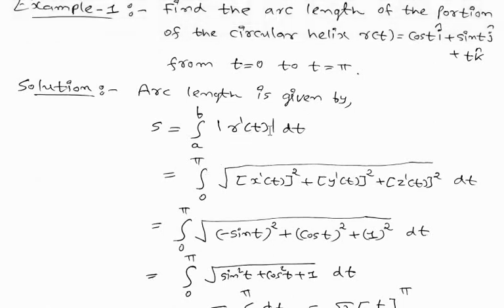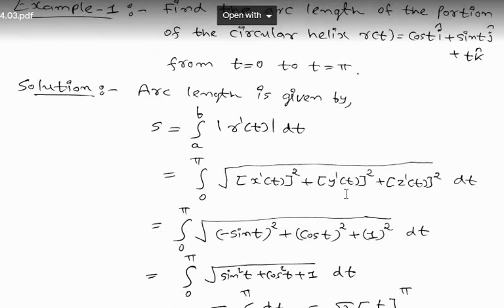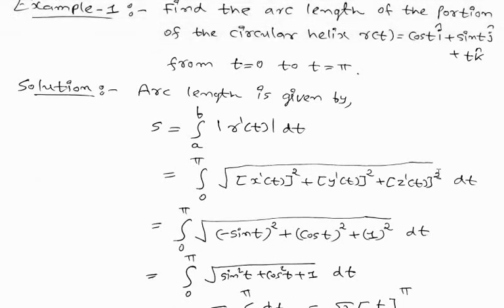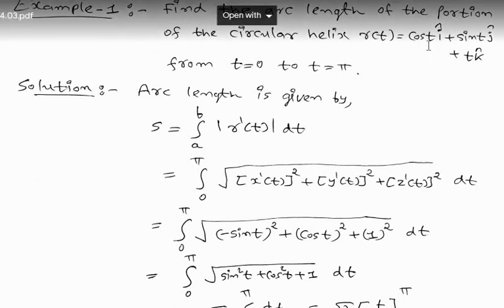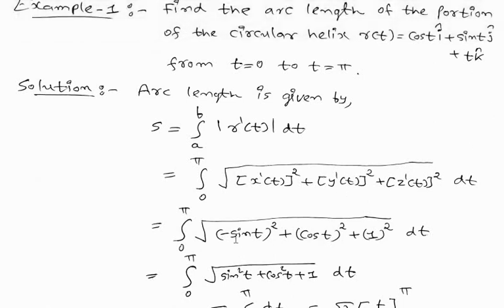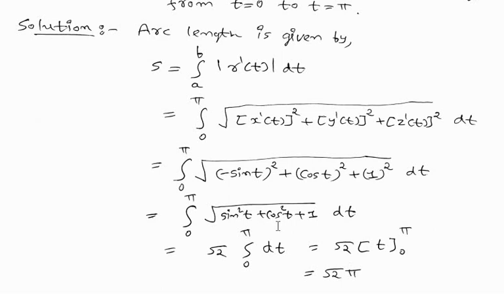Now the modulus of r bar dash t is the square root of x dash t square plus y dash t square plus z dash t square. Here x of t is cos t, so its derivative is minus sin t. y of t is sin t, so its derivative is cos t, and z of t is t, so its derivative is 1. Now minus sin t square is sin square t, plus cos square t plus 1, and sin square t plus cos square t is nothing but 1, and 1 plus 1 is 2.